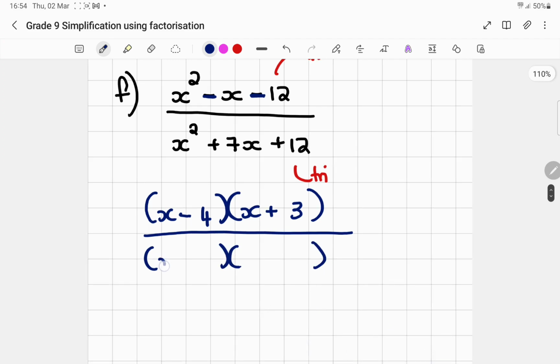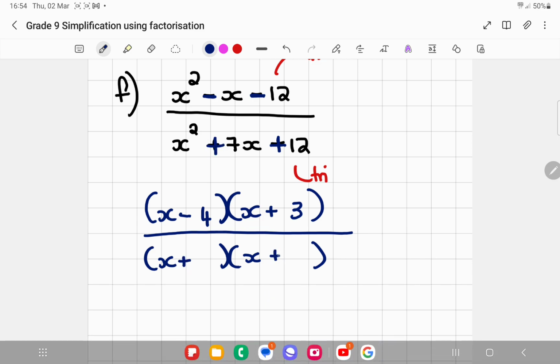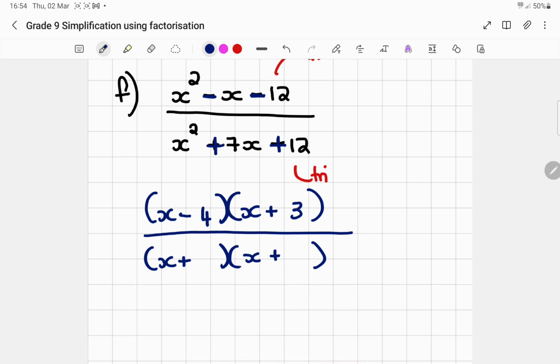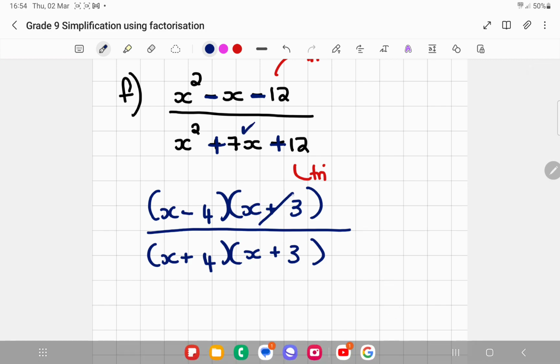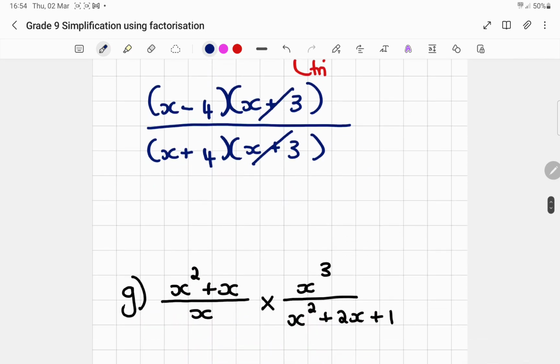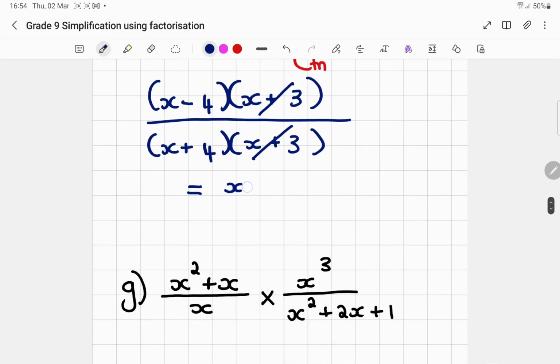At the bottom, the x splits. They are the same. They are both positives. And what about, okay, now 6 times 2 won't work, 4 times 3 will work. 4 times 3 is 12, plus 4 plus 3 does give you that positive 7. Okay, cancel, and I'm left with x minus 4 over x plus 4.